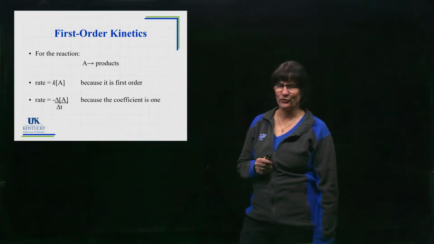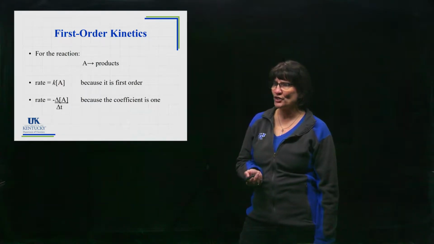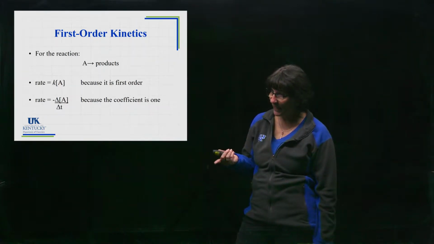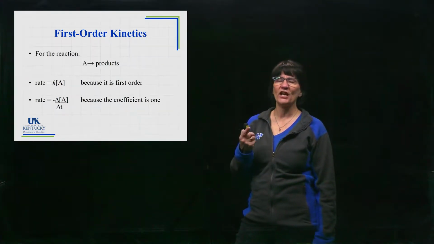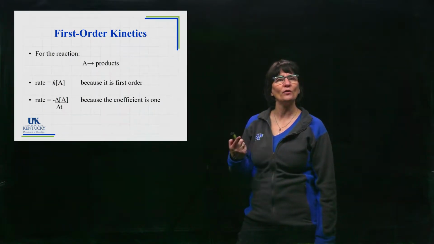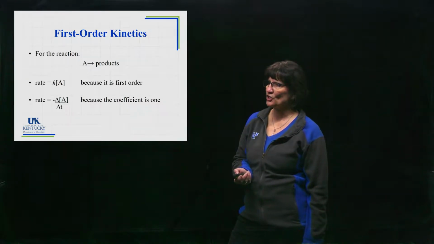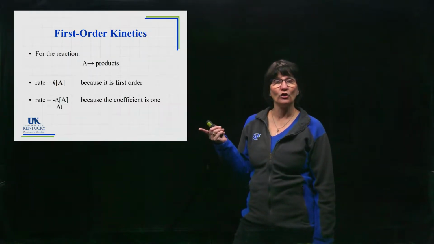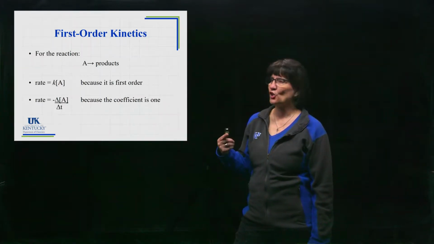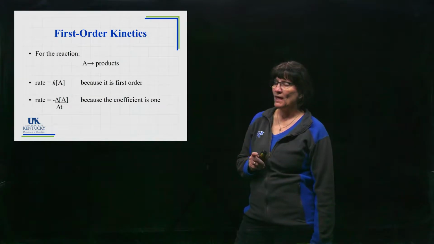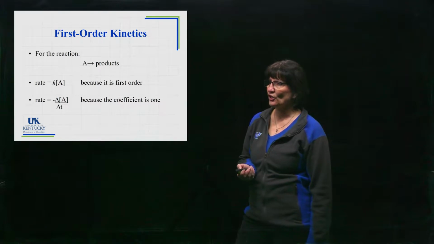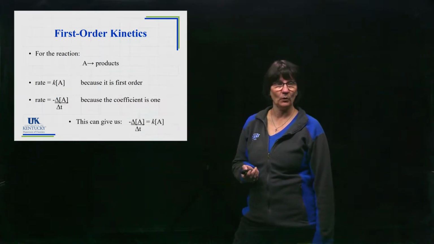We also know that this is true. Okay, it has a coefficient of 1 in front of the A, so the rate could be determined in terms of A by the negative of the change in concentration of A over the change in time. So we have two different ways of coming up with the rate of the reaction. The top one is called the rate law. The second one is the definition of rate, the rate expression in terms of the change in concentration. Both of these should give you the same rate because they're for the same reaction, so you can set them equal to each other, okay?